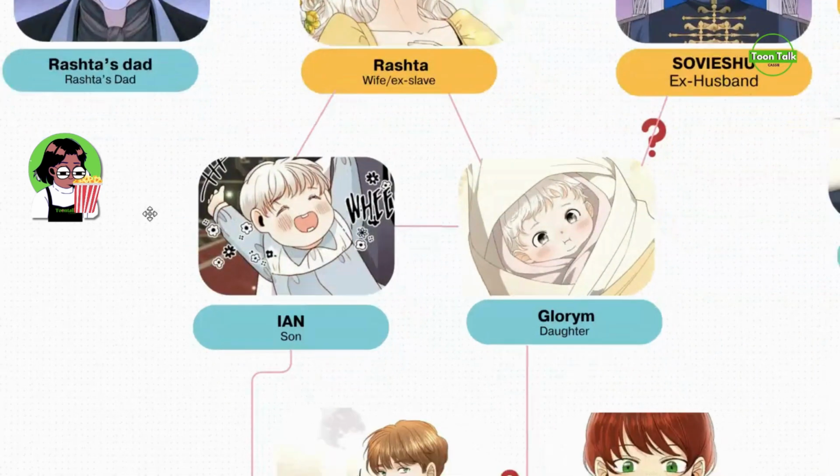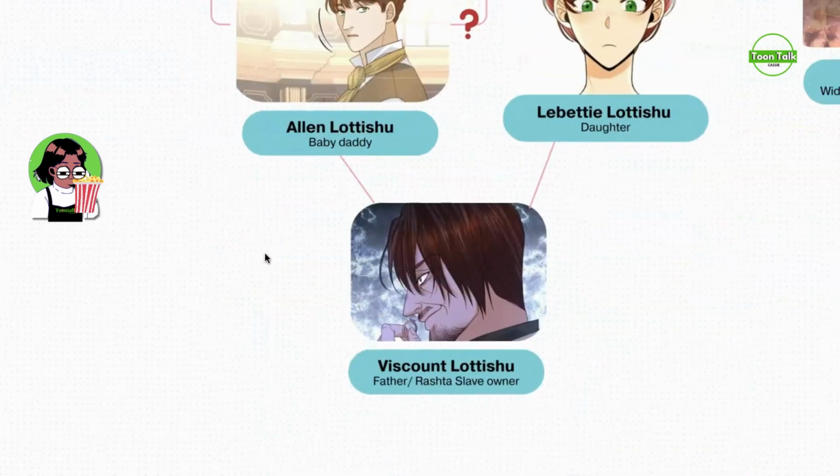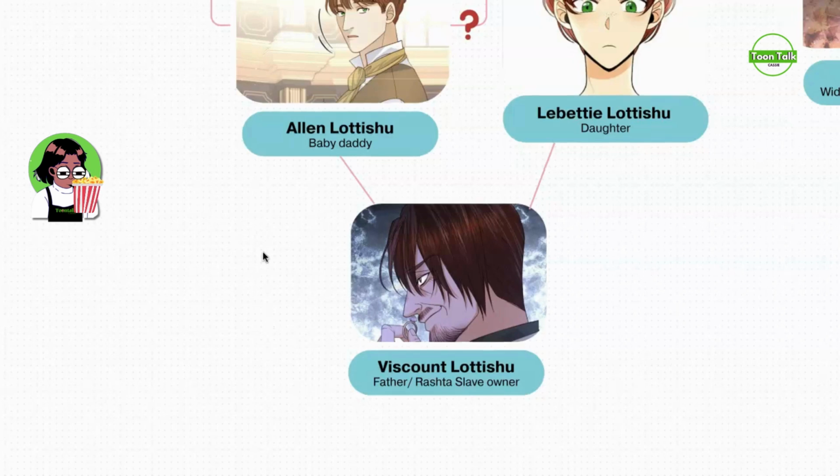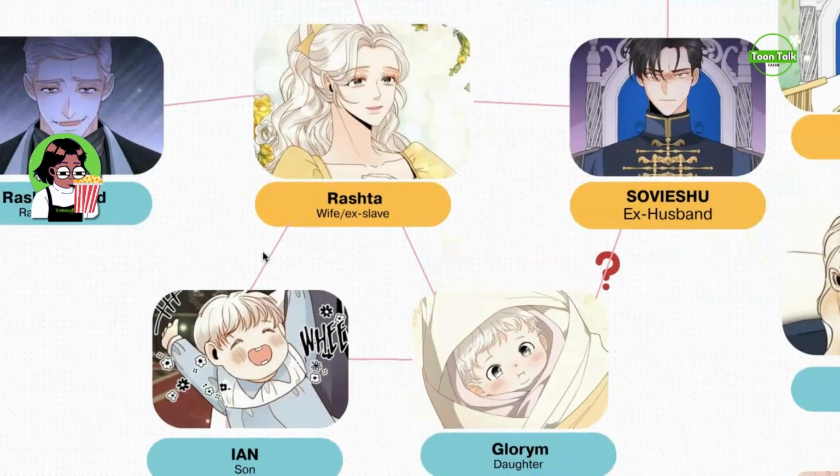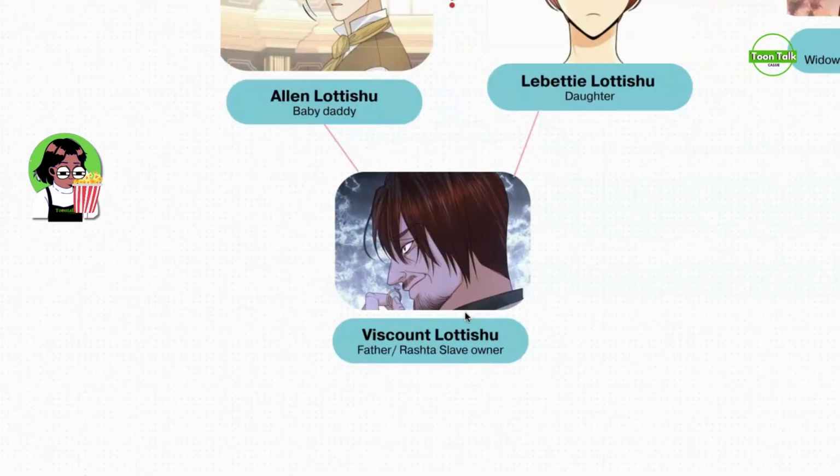So since we are on dads, let's go all the way down to Viscount Lottishu, who is Rashta's slave owner. He still owns her. So technically, he owns the nation's empress. Can y'all believe that? A whole empress is being owned by this man right here. Nonetheless, he is also horrible, okay? Rashta has just been dealing with nothing but crap fathers and crappy father figures in her life. She just cannot catch a break, okay? That's one thing I will say about her.